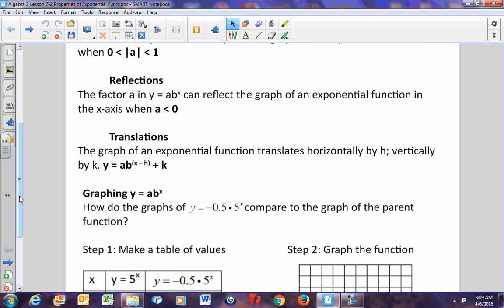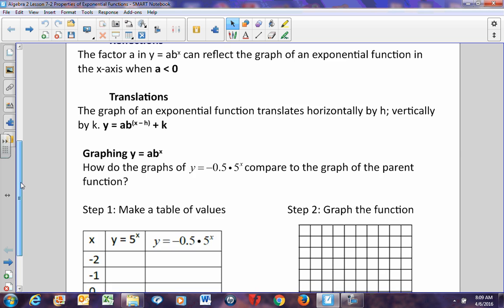It will translate it horizontally by h and vertically by k when you have the equation y equals a times b to the x minus h plus k. As you can clearly see, x minus h and k keeps coming up over and over again because that's the general form of an equation.